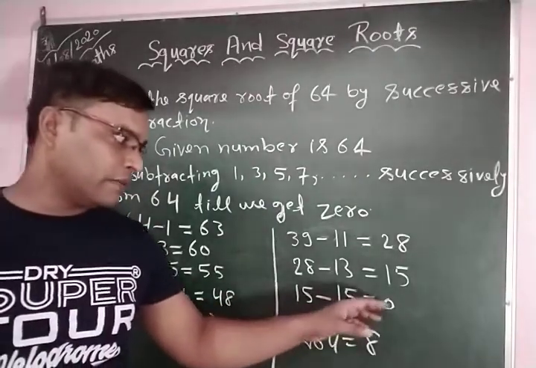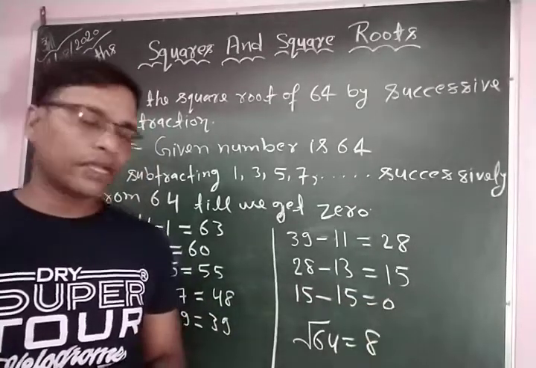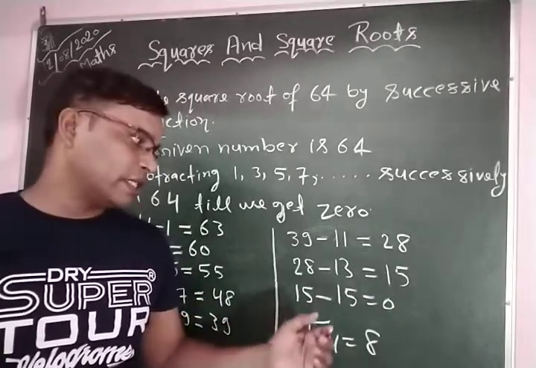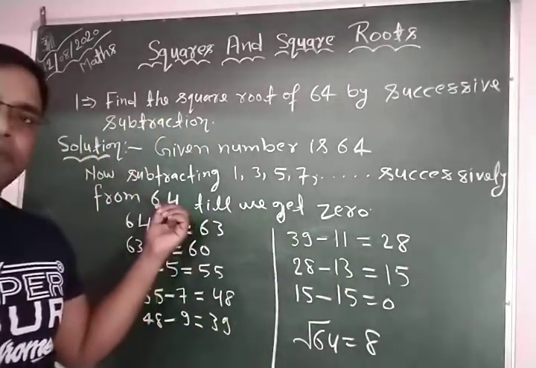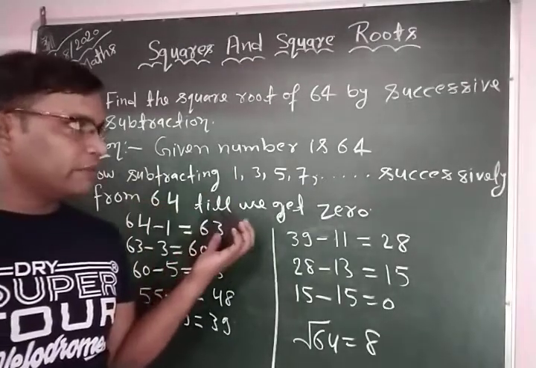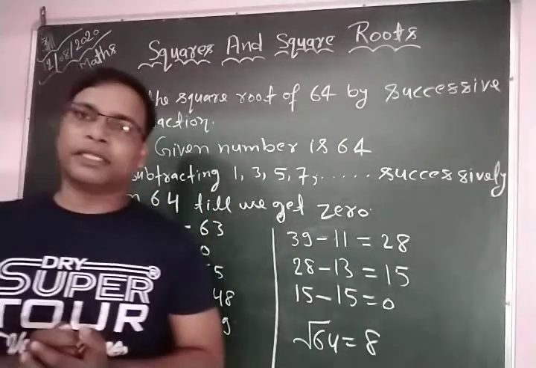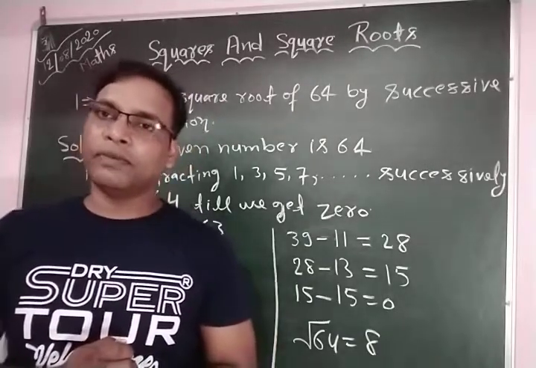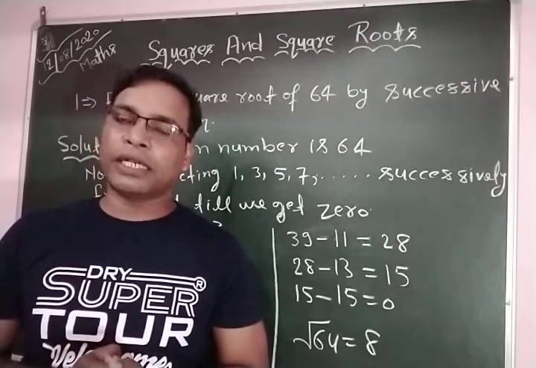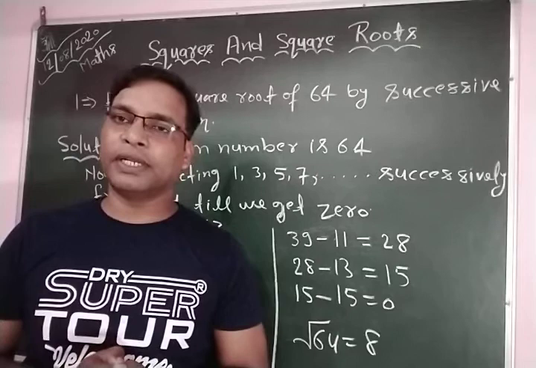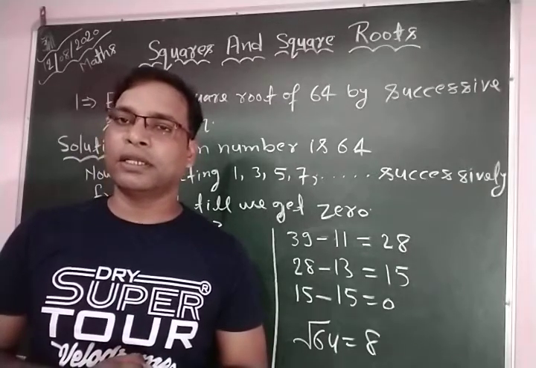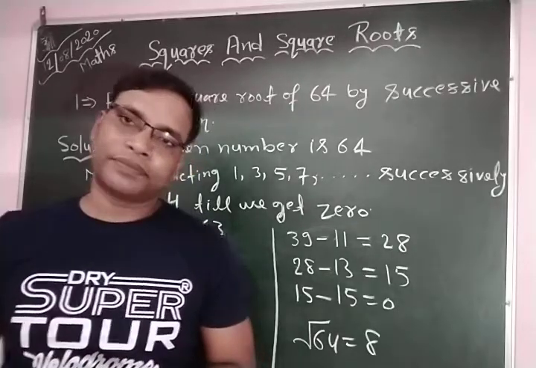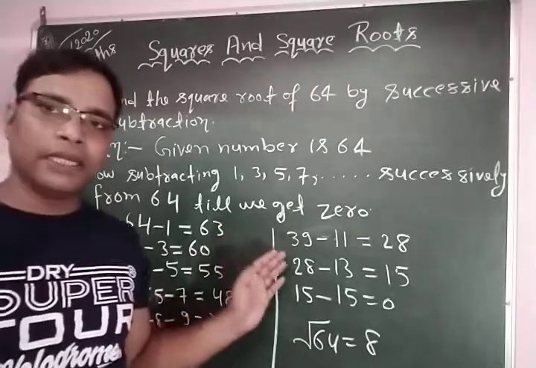If you are unable to find 0, then you can say the given number is not a perfect square. In this repeated subtraction method, we subtract odd numbers till we get 0. You know the odd numbers: 1, 3, 5, 7, 9, 11, 13, 15, 17, 19, 21 and so on. We subtract odd numbers from the given number till we get 0.